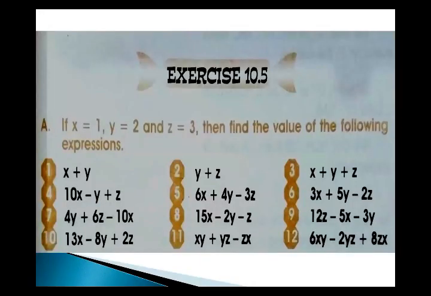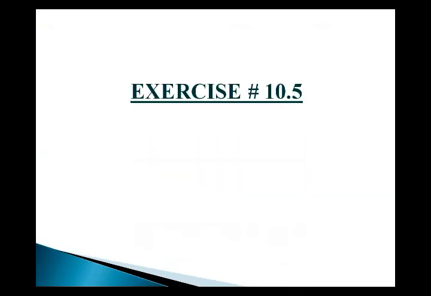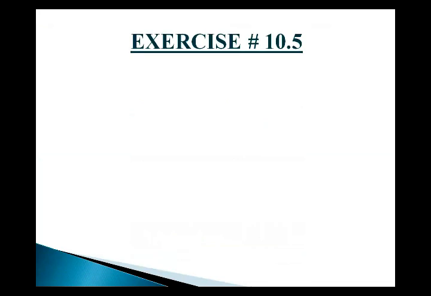Here is exercise 10.5 part A. In all these questions, they give the unknowns x, y and z, and the value of x is 1, y is equal to 2 and z is equal to 3. Okay, we solve question number 5 and question number 12 for your better understanding. You have to solve all these questions with this method. You follow all the steps and then solve in your fair copy.